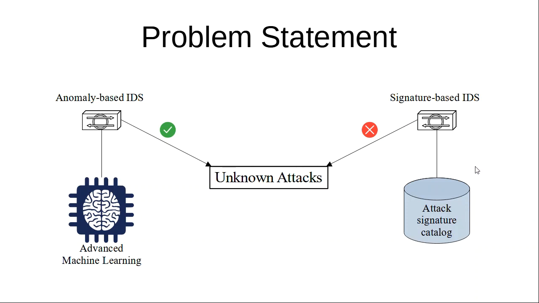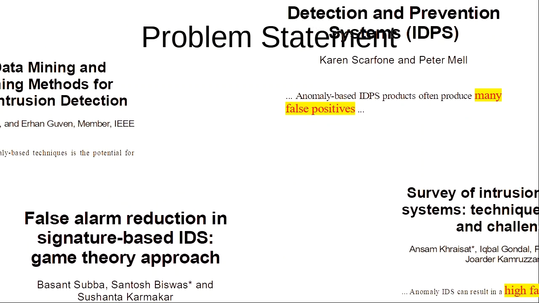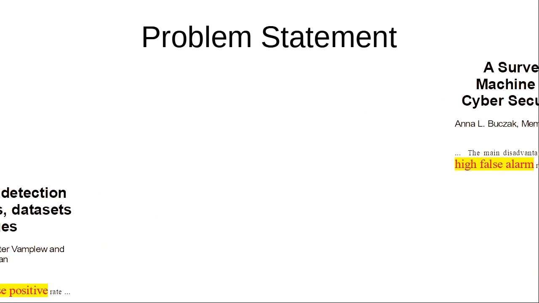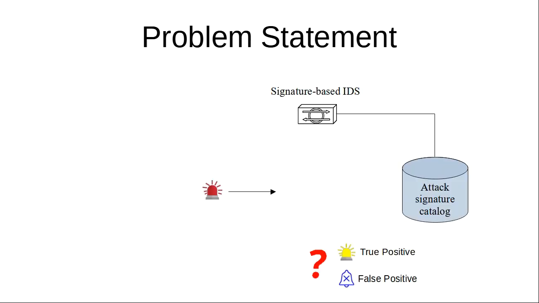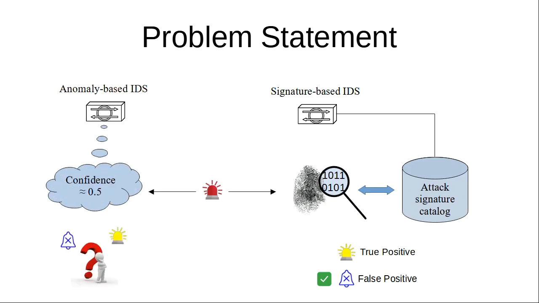Why does it happen? In a quick research, we see that many articles state that anomaly-based detection is more prone to false positives than signature-based detection. Furthermore, it is relatively easy to check if an alarm is false through signature analysis, but the same is not true for anomaly-based, where the only clue whether the alarm is true or not is the confidence of the detector.